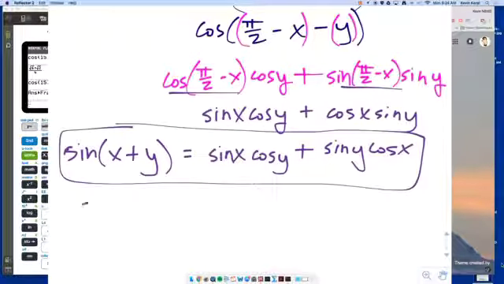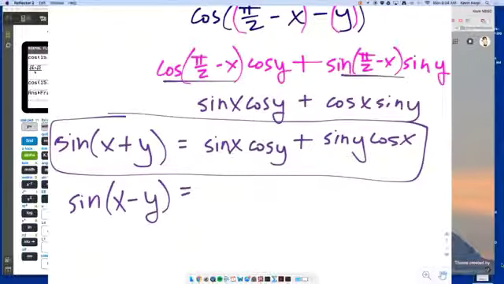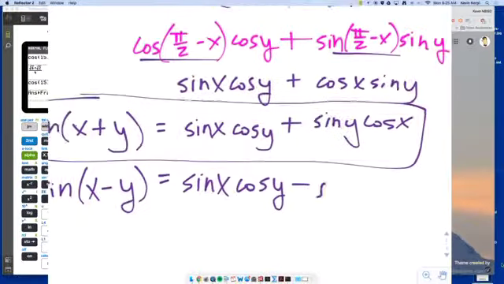Now, what do you imagine sine of x minus y would be? Right. Sine is still selfless. That's a personality trait that is deeply ingrained inside of sine. So sine has to go first, sine of the first, cosine of the second, and then sine, same sign. So if we have a minus, it stays minus. And now it's sine of the second, cosine of the first.